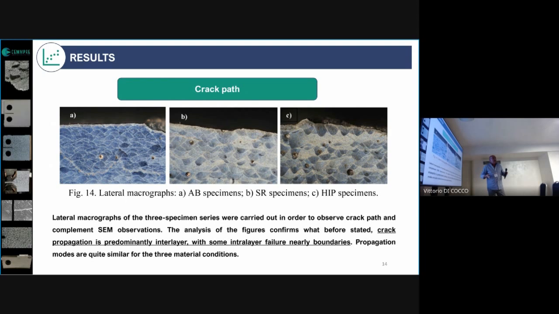This conference is about crack paths, so we have to show something about crack paths. Here we can see the lateral macrographs of the three specimens. A is for AB specimens, base material, B is for stress relief, and C is for HIP specimens. They basically are the same. Crack propagation is predominantly interlayer, with some interlayer failure near only the boundaries. And the propagation modes are similar for all three materials.